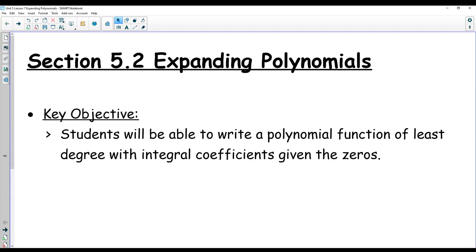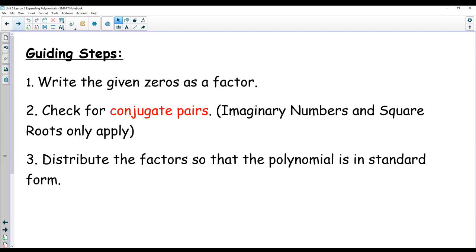Up until this point, we've done a lot of work to be able to find the x-intercepts, the roots. Now we're actually going to work backwards. I'm going to give you the zeros, the roots, and I'm going to ask you to expand to get back to an original polynomial. A couple things to consider before we jump into our examples.